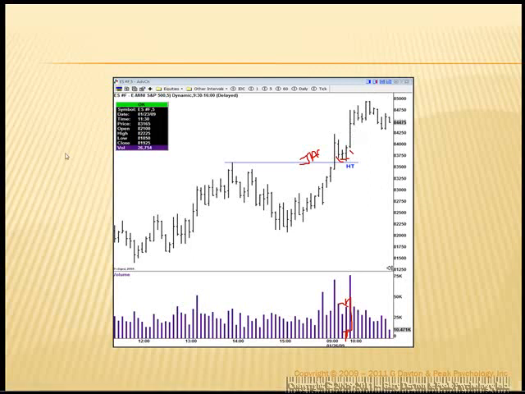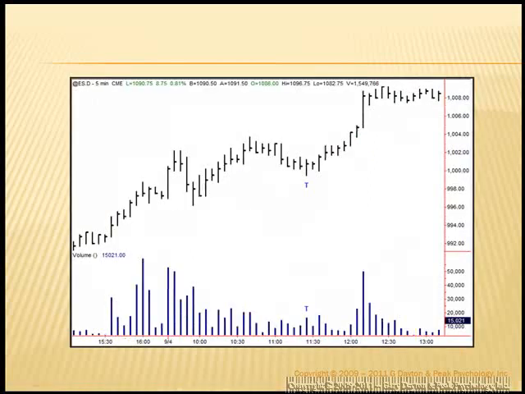Okay? This is a 5-minute chart of the S&Ps. Here's another good example of a hidden test. We're in some kind of an uptrend here. We're making a high and a low and a higher high, right? And we come up and we pull back, and notice that the volume comes down here.